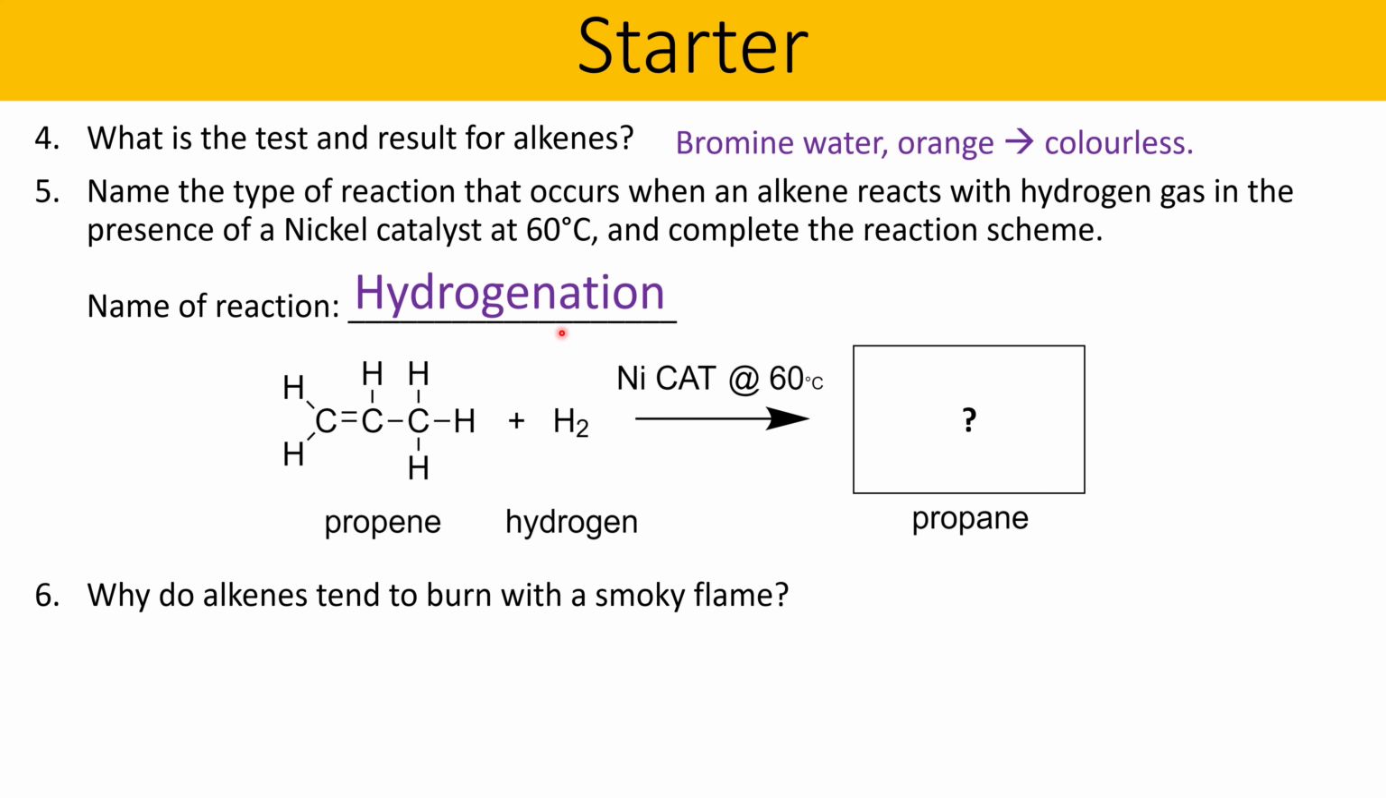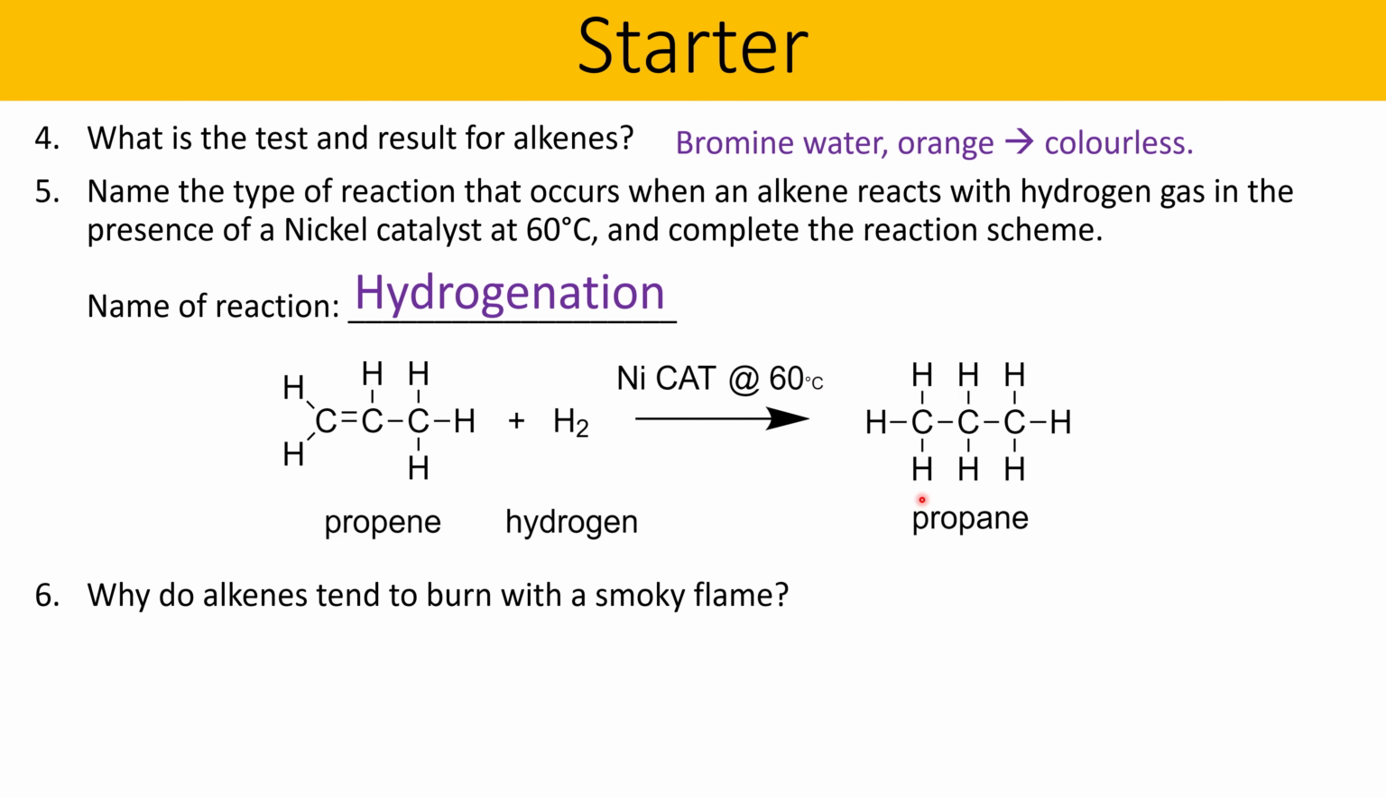Try not to get that confused with hydration, which is the addition of water. The hydrogen molecule again adds across the double bond because this is an example of an addition reaction. We get rid of the double bond in the process and form a single bond. So propane looks like this. You can see this carbon here now has an additional hydrogen, and this carbon here now has an additional hydrogen, and the double bond is no longer there, it's a single bond. You can also use a platinum catalyst for this reaction.